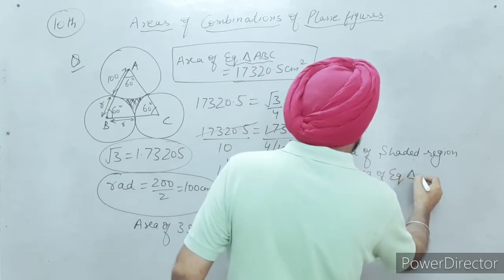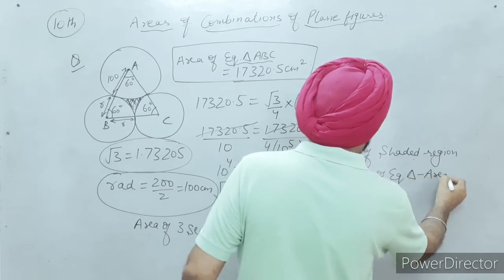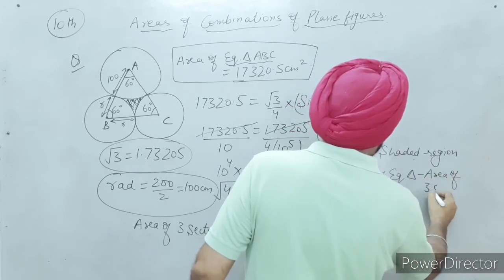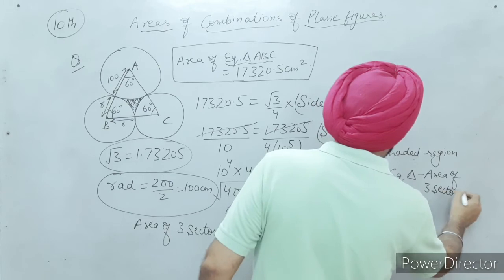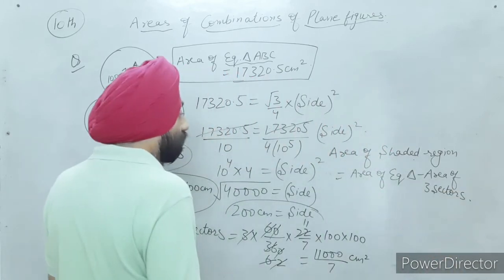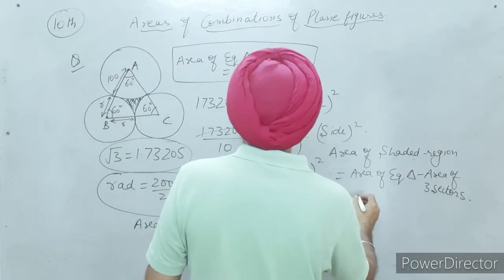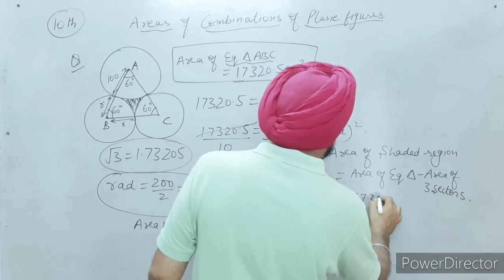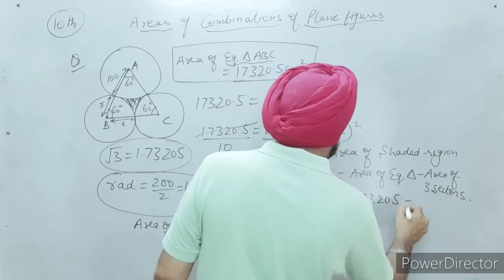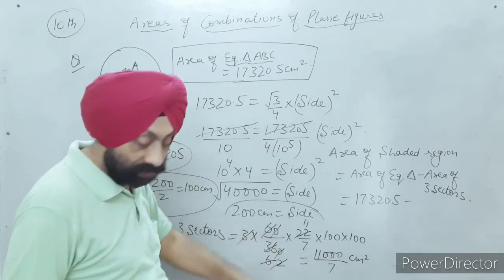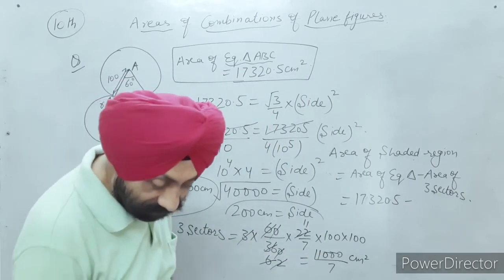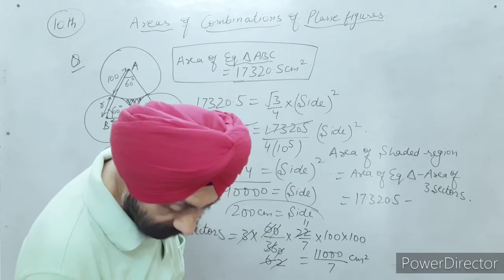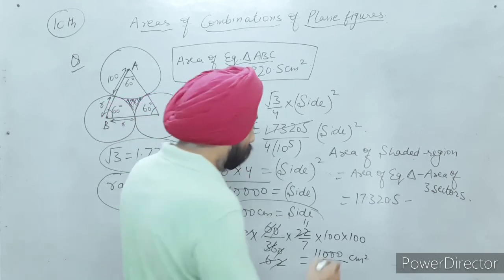Now the area of the shaded region is the area of the equilateral triangle minus the area of three sectors. The area of the triangle was 17320.5 minus 110000 divided by 7 gives us this. It is 15700.